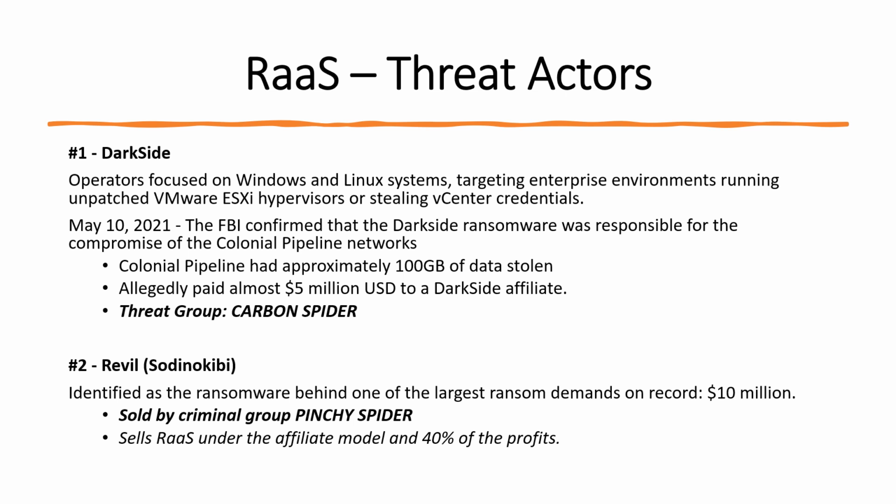The second, REvil, is identified as the ransomware behind one of the largest ransomware demands on record, $10 million. Sold by the criminal group Pinchy Spider, it sells Ransomware-as-a-Service under the affiliate model and takes 40% of the profits.